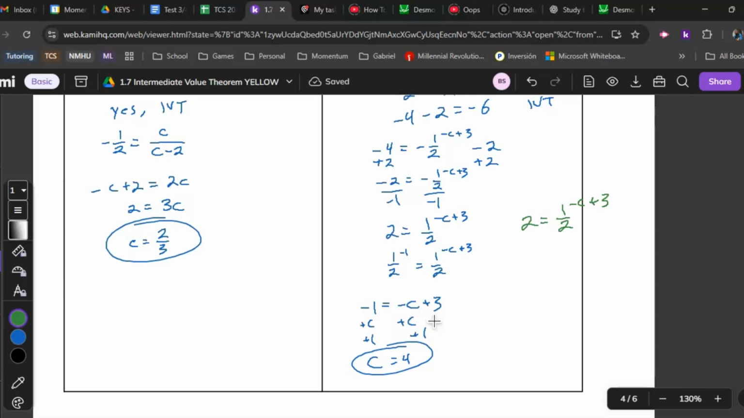How did you go from that equation, 2 equals the other part? Did you not understand the question? I did. Negative 4 plus 2 is negative 2. Then I divided by negative 1 and got 2.